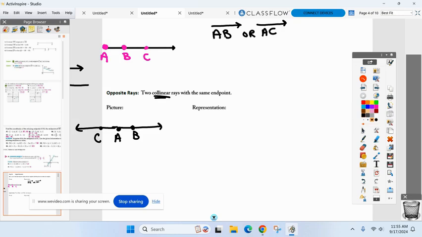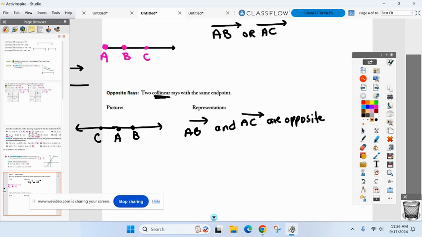There's only two opposite rays in my diagram. Ray AB, and going the other way, ray AC are opposite, because they share the same point, A. Right? Could I say, hey, is BC a ray? Yep, but there's nothing opposite it.